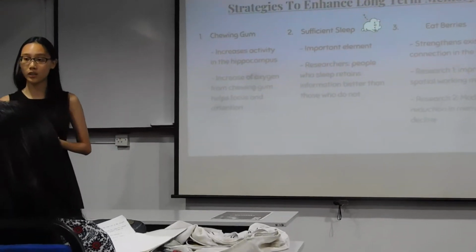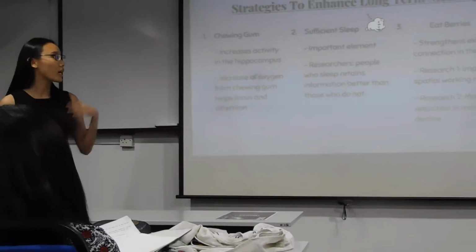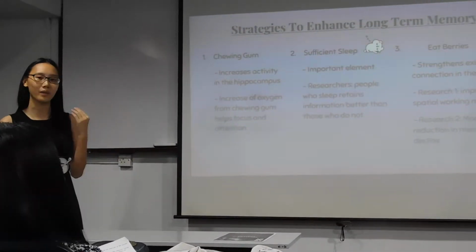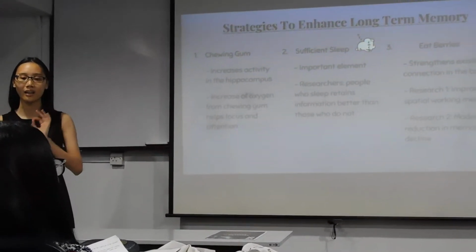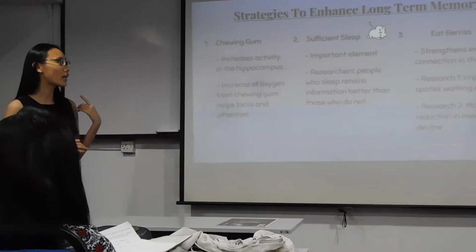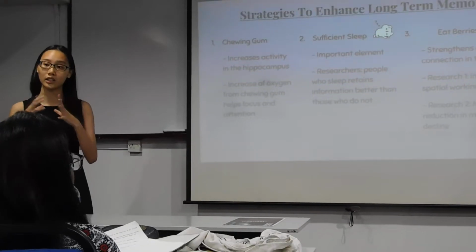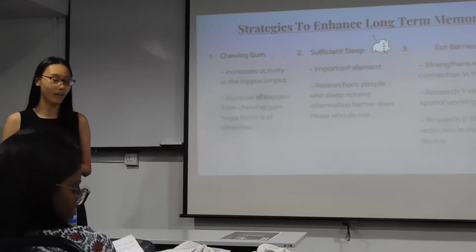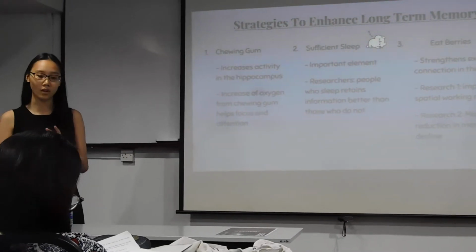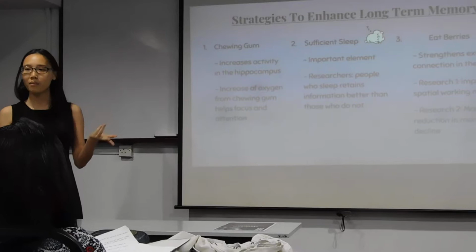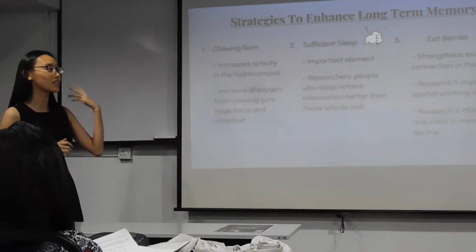Lastly, eating berries. I find this very interesting because it's a very new study, so it cannot be a solid bet that it will 100% make you remember and have beneficial long-term memory. Eating berries can help strengthen connections in your brain because of a plant chemical found in blueberries, specifically, called flavonoid, which is responsible for vivid colors and is also beneficial for long-term memory. But more research is to be done.